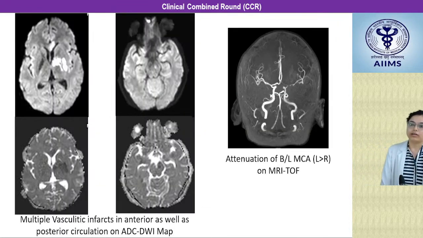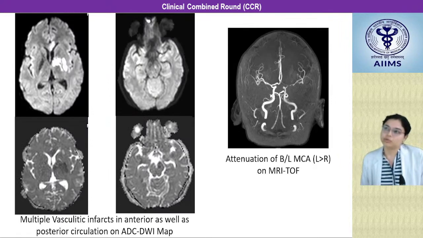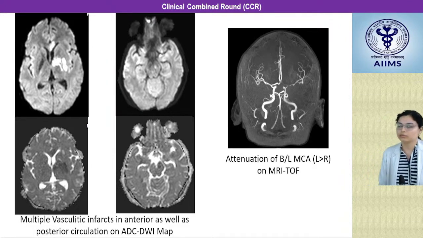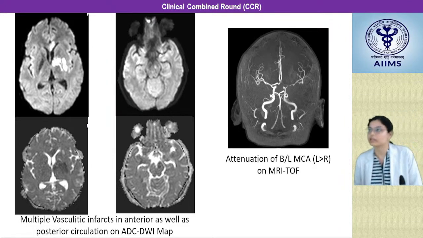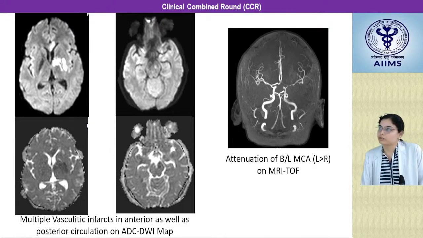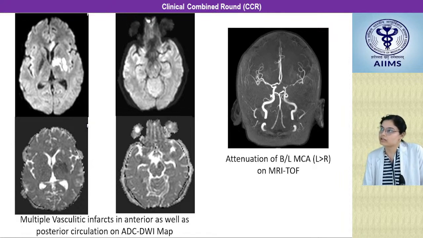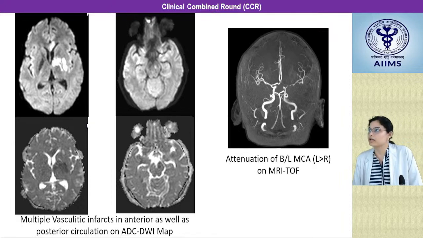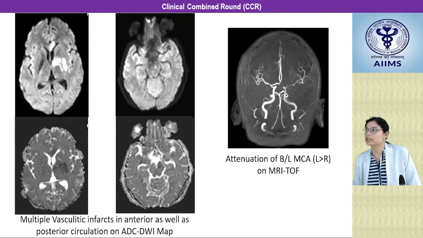These are the ADC DWI maps. This is clearly showing that there are vasculitic infarcts in the anterior as well as the posterior circulation region, which can confirm our clinical findings in the patient. And on the MRI TOF imaging, we are seeing attenuation of bilateral MCA, more in the left than the right, M1, M2 division, as well as the left A1 ACA.